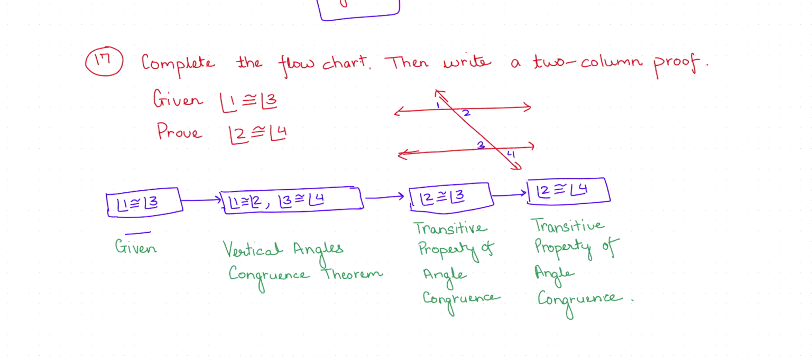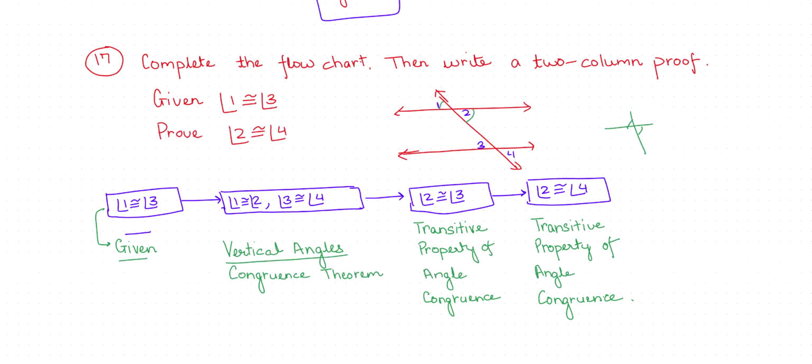As we do, we write the reasoning below the statement in the flowchart. Angle 1 is congruent to angle 3 is given. Angle 1 is equal to angle 2, because of the vertical angle congruence theorem. And so is angle 3 equal to angle 4, because of the vertical angle congruence theorem, which is given here.